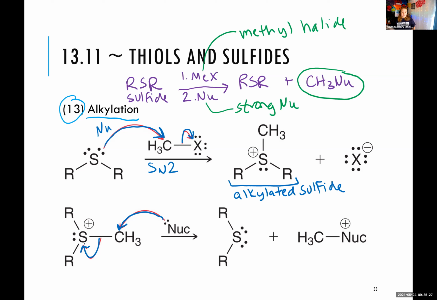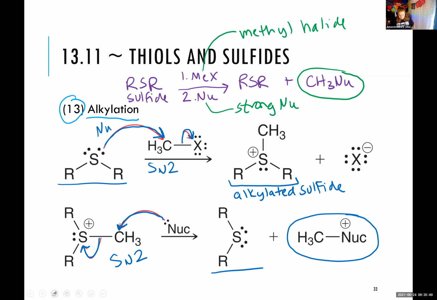So the sulfur is our leaving group. The sulfur is untouched. We start with a sulfide, we end with a sulfide. He's just the helper of the reaction. What we end up with, though, is this methyl attached to a nucleophile. So it has to be a methyl with a halogen on it. It can't be anything larger.